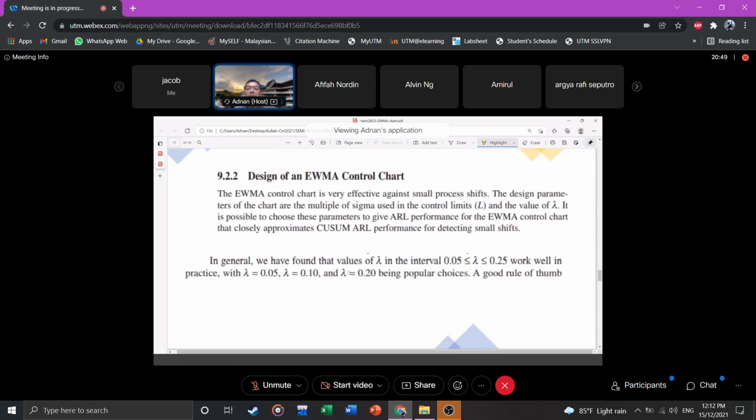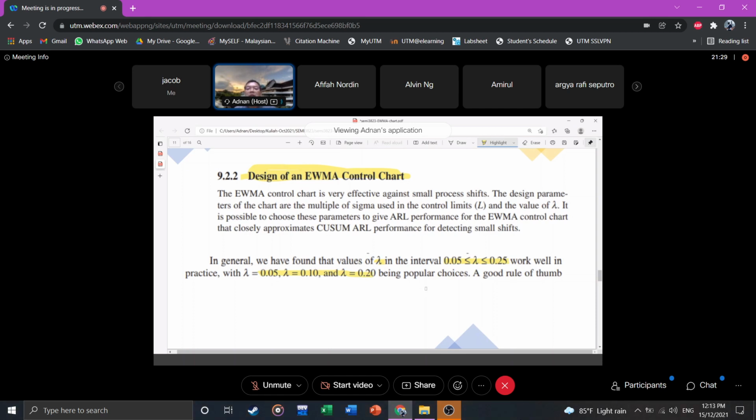So in this slide we also mention some guidelines in the design of the control chart. Designing the control chart means that we are deciding what lambda to be used, because this will affect the control limits and also the L values. The recommended range for lambda is between 0.05 and 0.25, but these are the typical values commonly used.